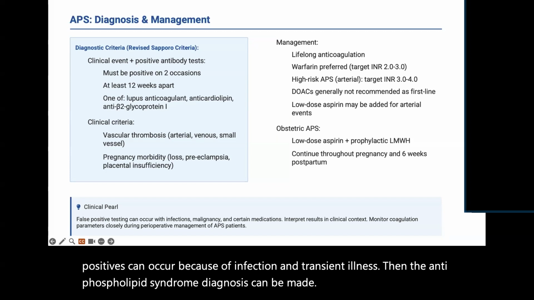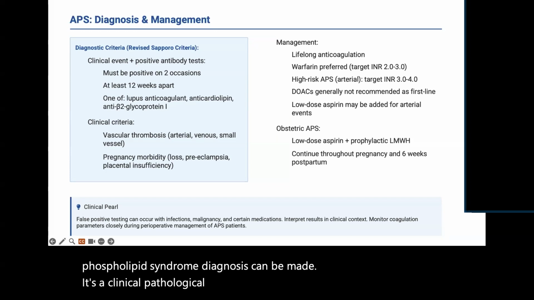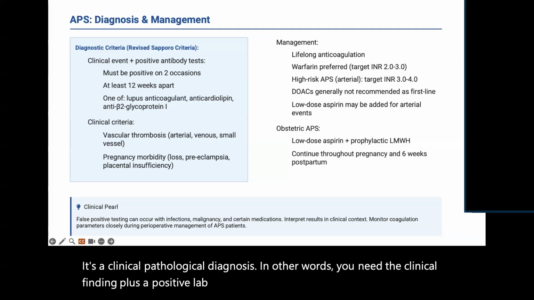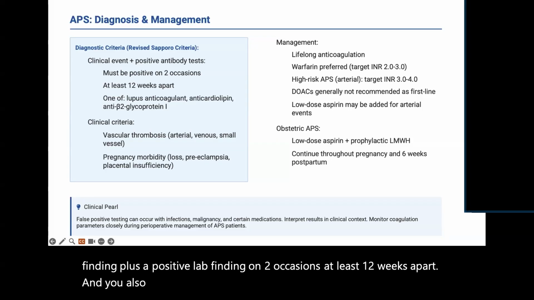It's a clinical pathological diagnosis. In other words, you need the clinical finding plus a positive lab finding on 2 occasions at least 12 weeks apart. And you also need an event and a persistent elevation in the antibodies.